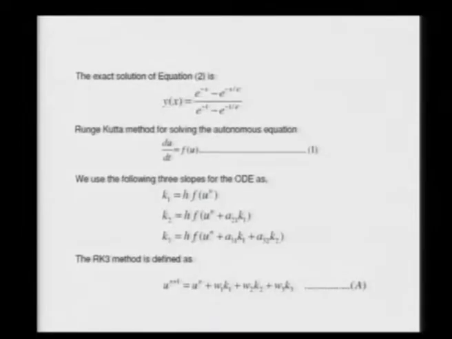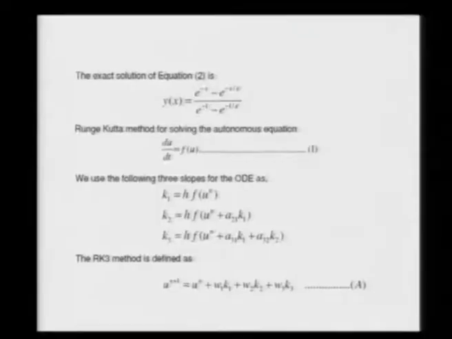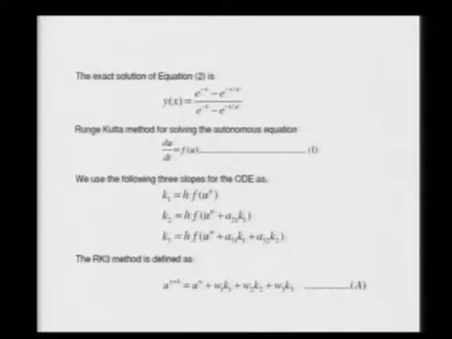The Runge-Kutta method that you are trying to use here, given by equation 1, involves calculating three slopes: the slope at the beginning point u n given by k 1, the first relation; then a second slope which is evaluated at u n plus a fraction of k 1; and finally, the third slope k 3, which is obtained at a point that differs from u n by the two quantities given in terms of a 3 1 k 1 and a 3 2 k 2. Having obtained these three slopes k 1, k 2 and k 3, we define the general Runge-Kutta three-stage method as given by equation A. That is, u at the new time level is equal to u at the old time level plus the weighted average of these three calculated slopes k 1, k 2 and k 3.